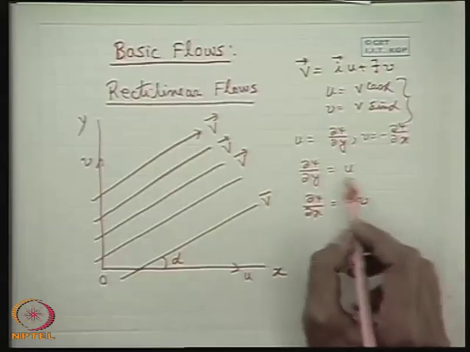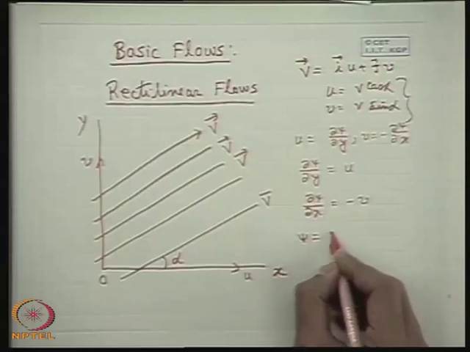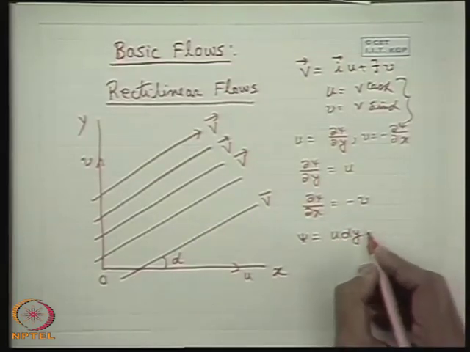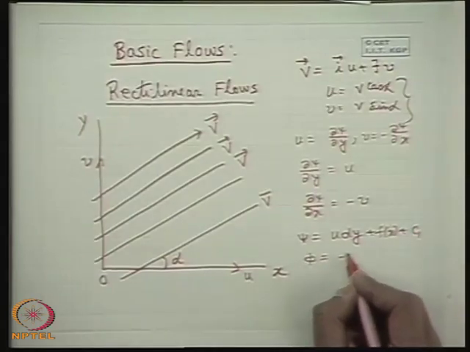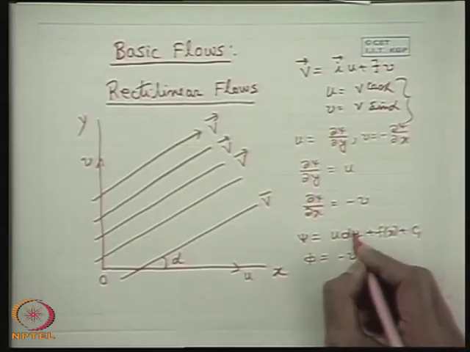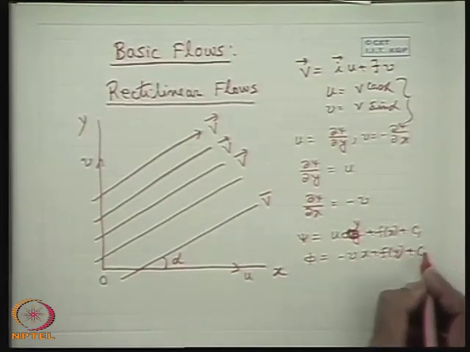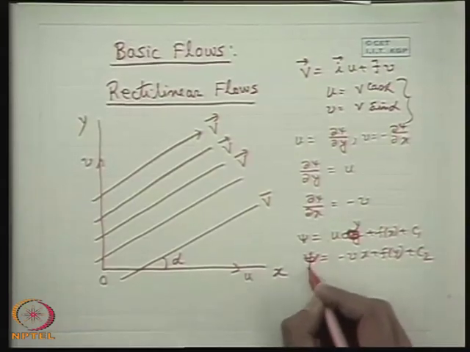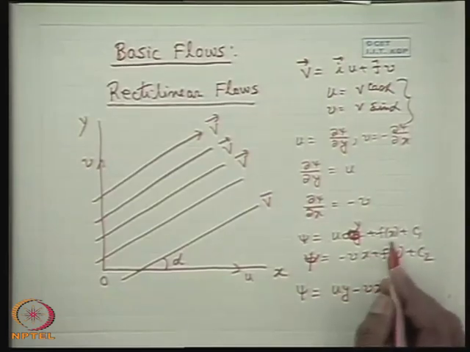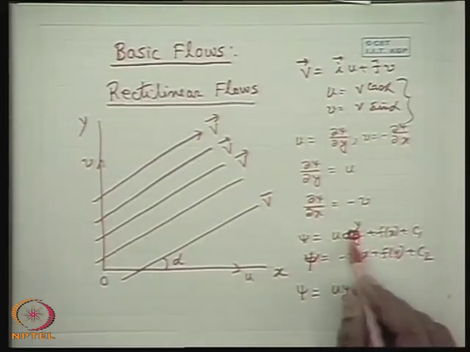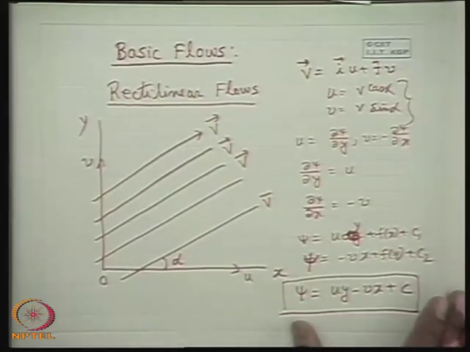If you integrate these two partial differential equations, you get psi is equal to uy plus a function of x plus some constant c1, and similarly psi is equal to minus vx plus a function of y plus c2. Comparing these two, psi is equal to uy minus vx plus a constant. So this is the equation of the streamline.